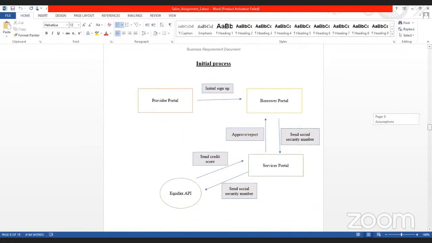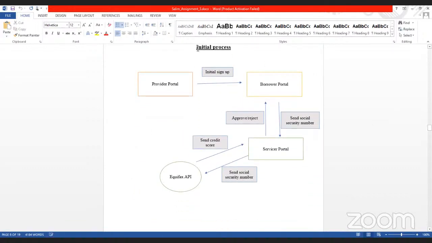So basically, this is a diagram that shows how the initial process would work, considering the borrower. Initially, the borrower is signed up through the provider portal. So that's where the initial sign up comes in. And that's when the borrower can get to their borrower portal, and then their social security number is checked through the servicer portal, through the Equifax API.